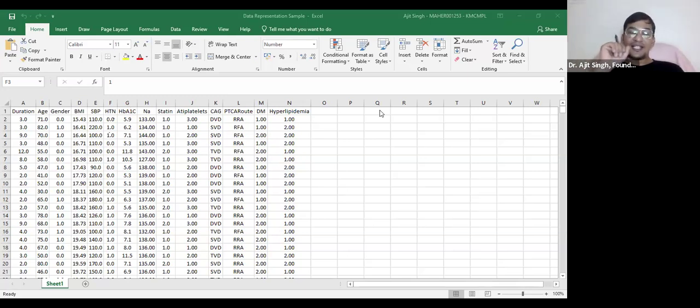Okay, second thing is, now go to column L. There is PTCA route. PTCA route means there is the treatment, we put the stents to the patient, and there is a route. One is RRA, that is called radial route. We put the stent from here, the radial part. F is femoral route. We put the stent through the groin part. So there are two types of variables. One is RRA, one is RFA. What is this? Binary. Perfect.